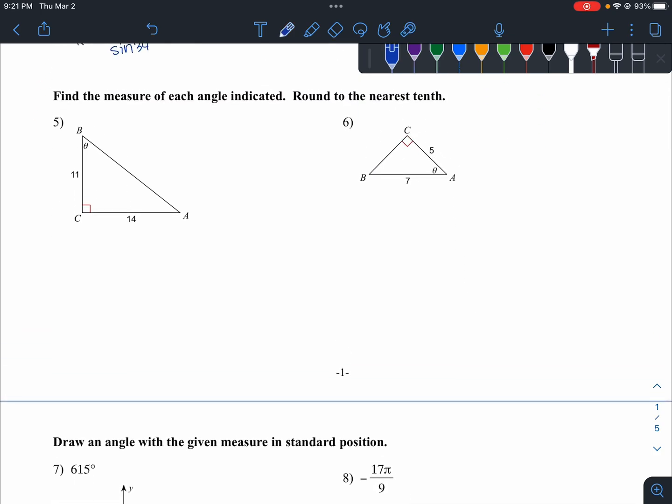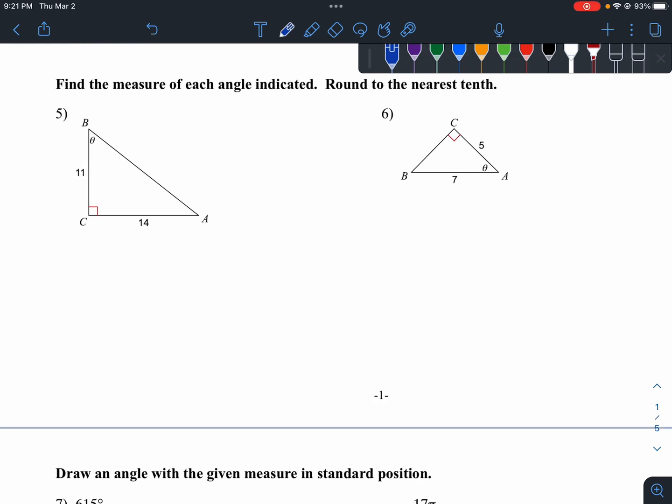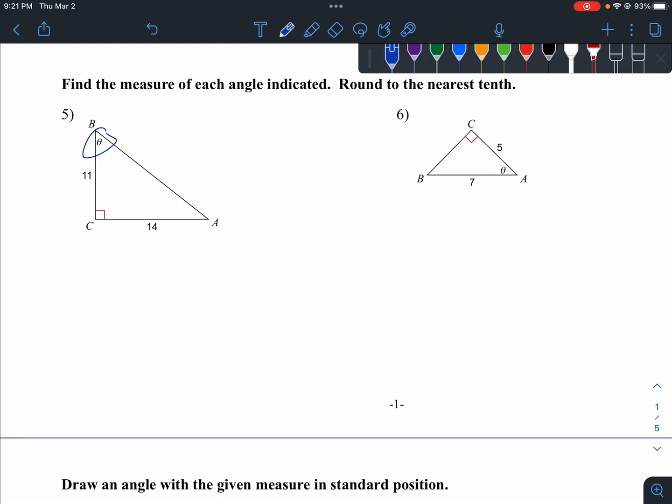Find the measure of each angle indicated. Round to the nearest tenth. So this one we're trying to find the angle. So not really going to be all that different, but we have this angle right here, and we have its opposite side, and we have the adjacent side.